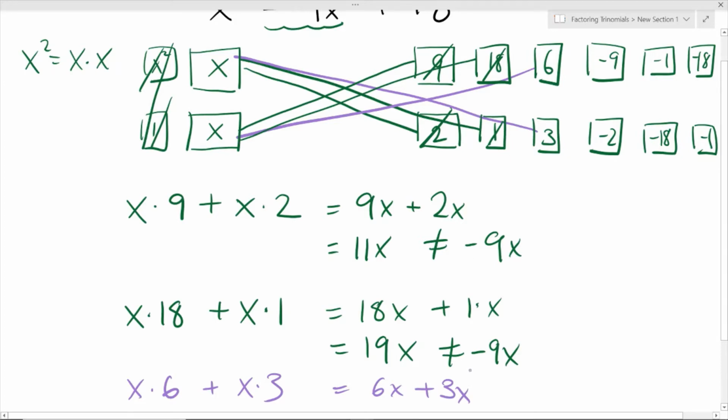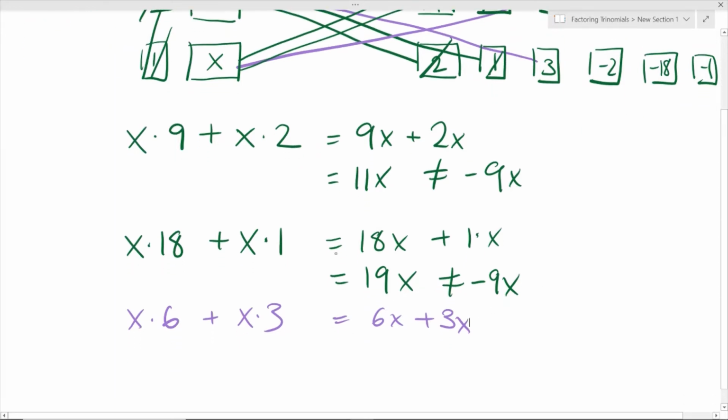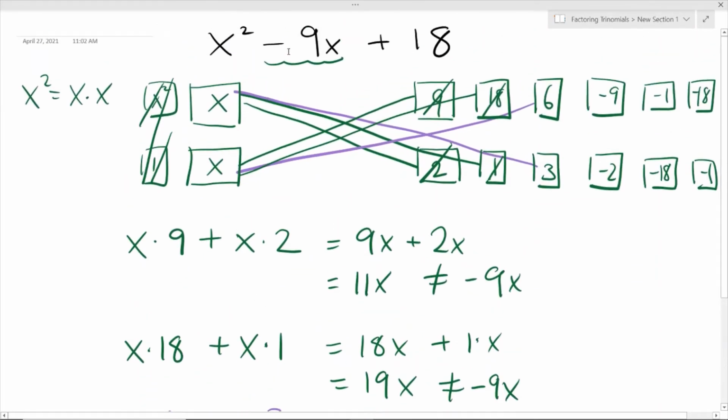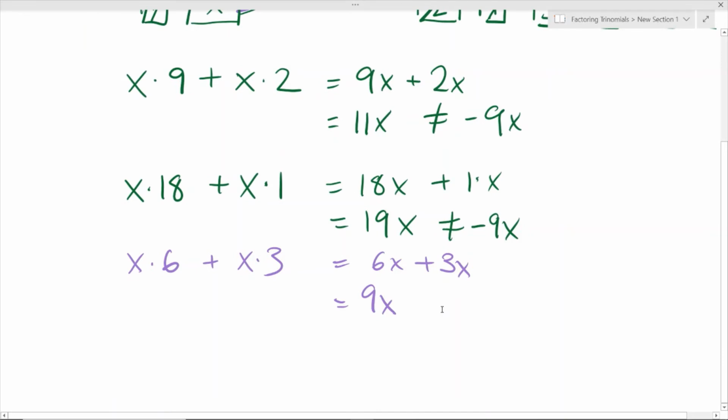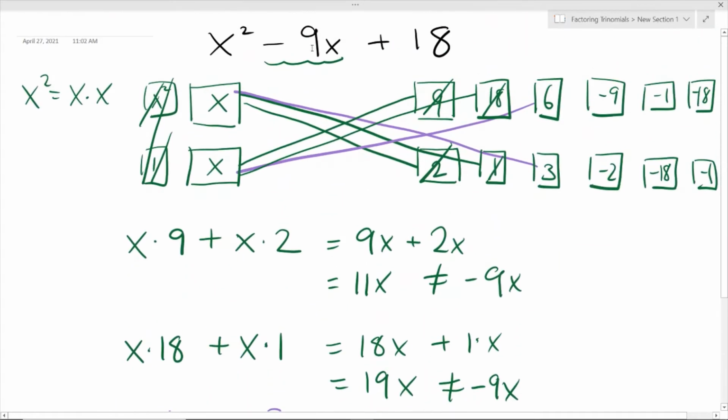Wrote them here. And this is going to give us, what? It's going to give us 9x, but 9x is not equal to negative 9x. It's positive 9x, but it's very similar to negative 9x. So I wonder what would happen if, let's say, we made this negative, okay, and this negative. So negative 6 and negative 3, okay? Negative 6 and negative 3, right?